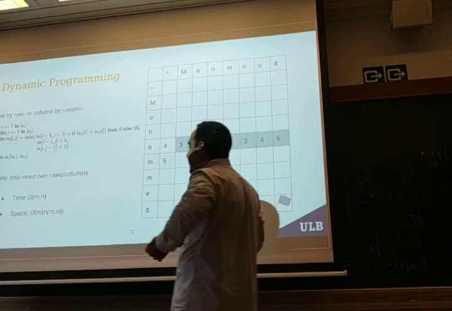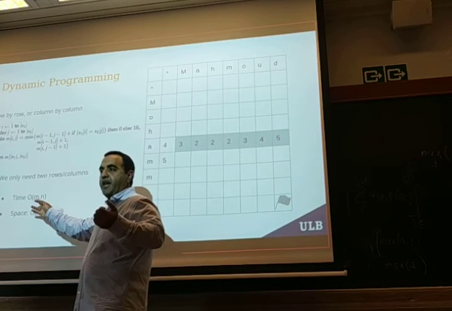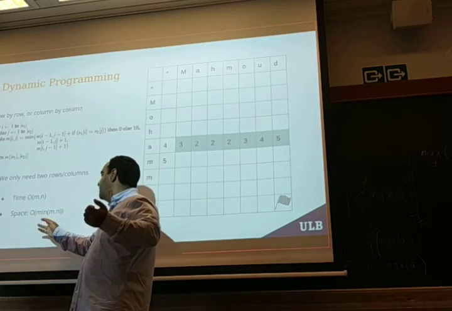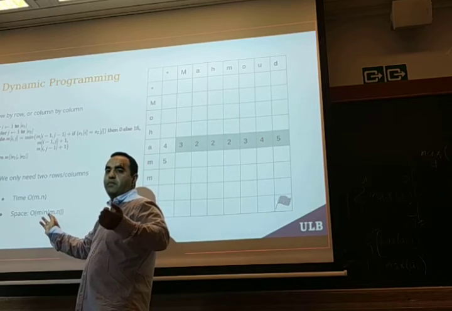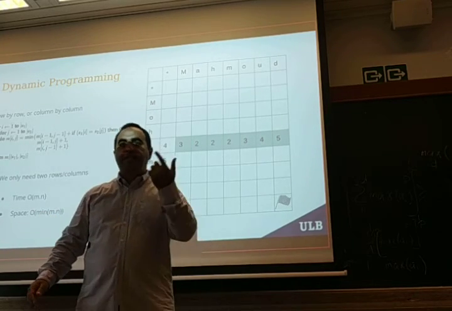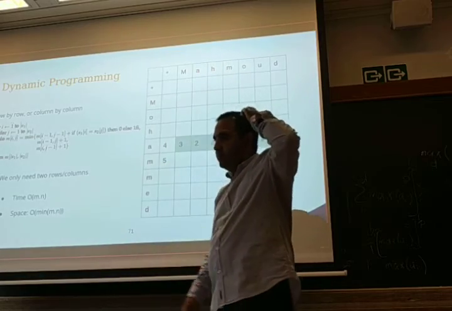Then the time complexity is still M times N, but the space complexity is the minimum among the two. And it's linear. So at least we save some space.